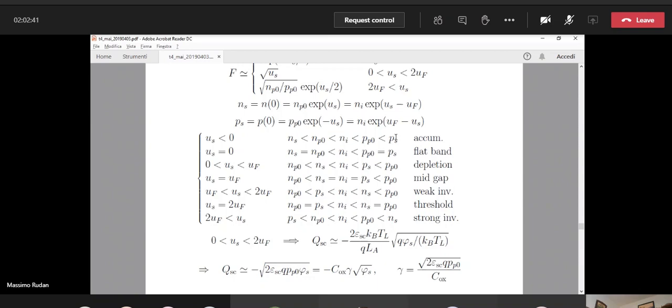The second condition is flat band. At flat band, US is 0, that means that NS is equal to NP0, PS is equal to PP0. Obviously, the concentration of the holes is the same everywhere. The concentration of the electrons also is the same everywhere.